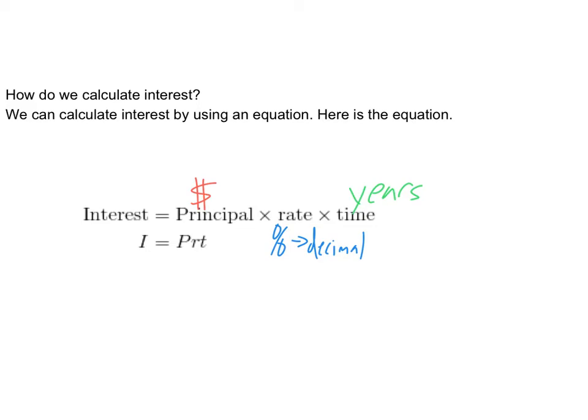And we can use this formula to solve for any one of these four things. So if we are given the other three, we can find the fourth. We can find interest if we're given principal, rate, and time. We can find the principal if we're given interest, rate, and time. We can find the rate if we're given interest, principal, and time. And we could find the time if we are given interest, principal, and rate. So as long as we're given the other three, we can find any of these four.